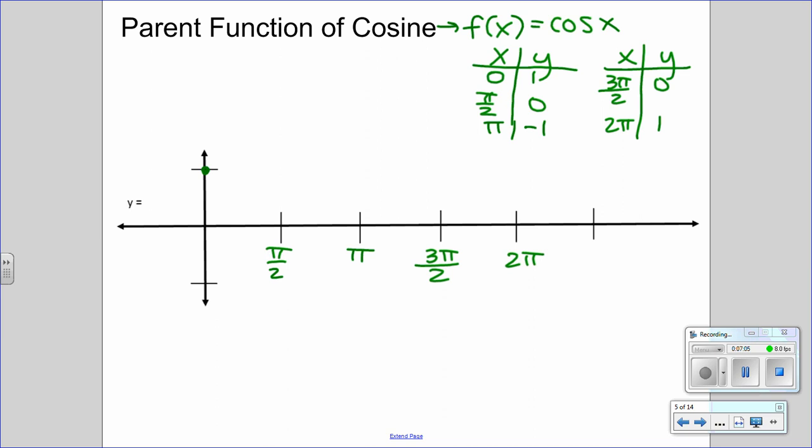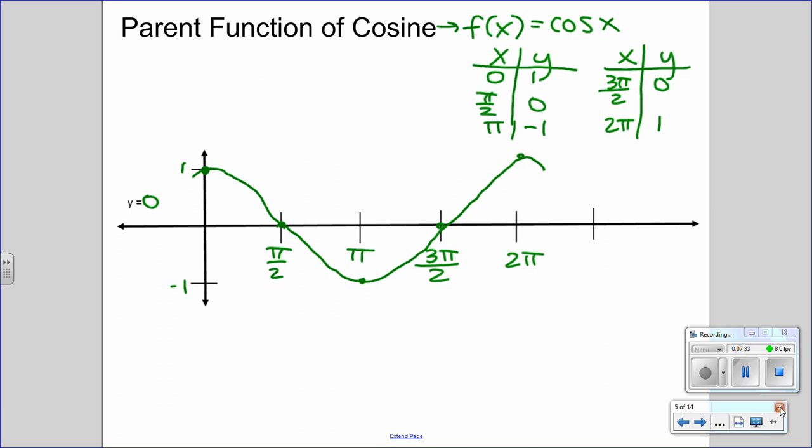When I plot these points, it's going to make a very similar curve to sine. However, it is going to be shifted over. Okay, it is important that at the top you curve it back down because you shouldn't imply that this is going to keep going up and up and up. But this is what your parent function for cosine looks like.